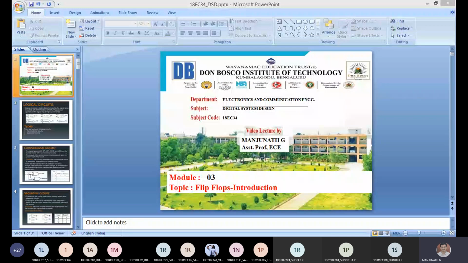Combinational circuit, what is the meaning of combinational? It depends upon what? Only present input or previous output also? It does not. Only present input, right? Yes, sir. So that is the meaning of combinational.